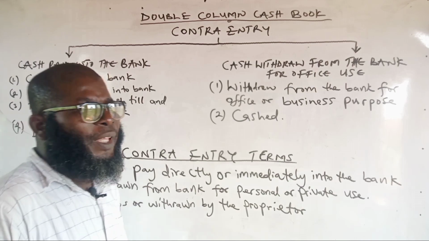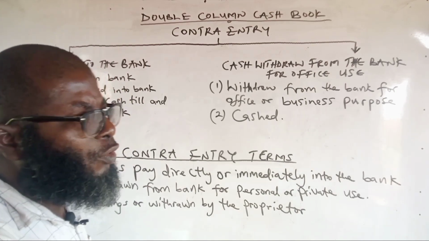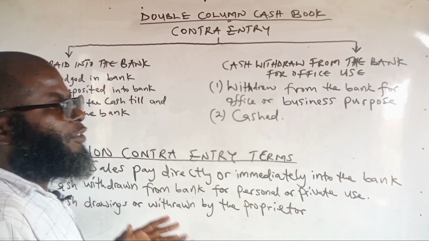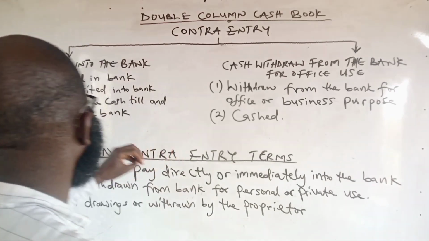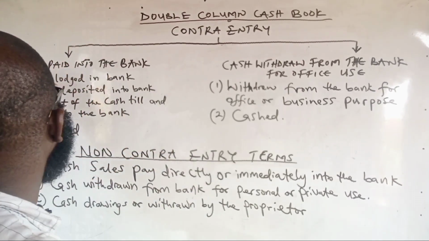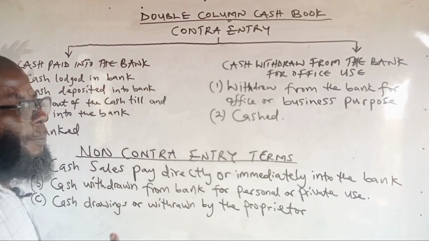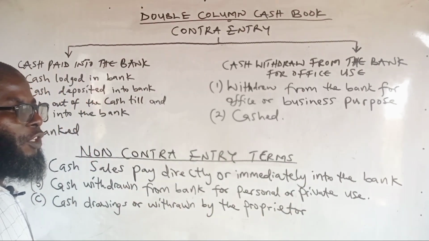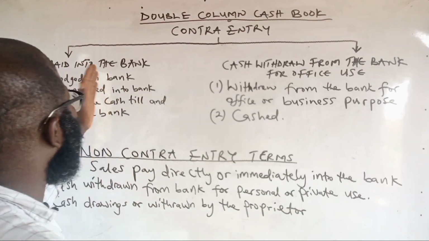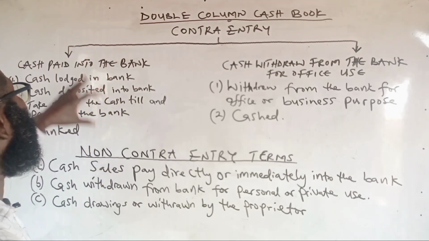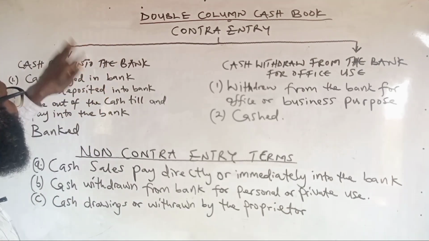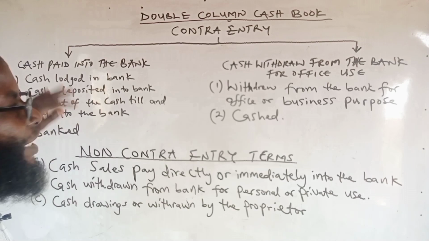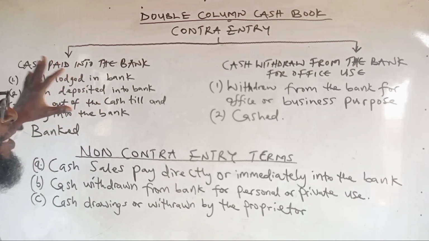But let me chip in this so that we know how to treat this particular concept. As I've said, look at it: cash paid into the bank. The bank is to be debited because the bank received. You go to the bank column of the cash book and put such amount on the bank column on the debit side, indicating that the bank received the money.